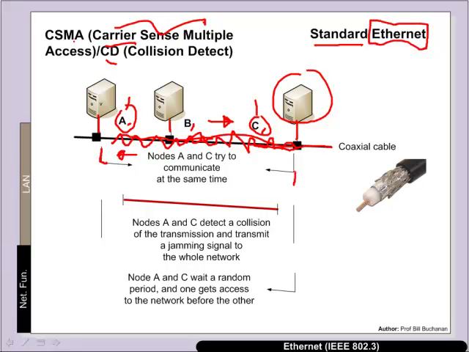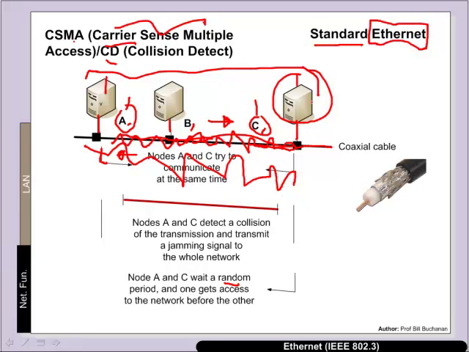What they then do is transmit a jamming signal for the whole of the network so that no other node will communicate at this time. So A and C both back off their communications and wait for a random time. Once they have waited for that random time, then one node will be able to get access to the network before the other one and to be able to transmit. So in this case we have contention in the network.